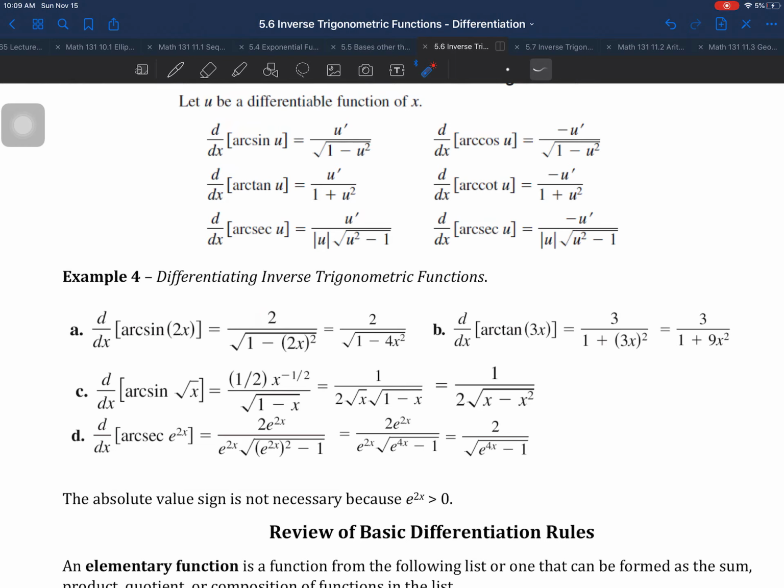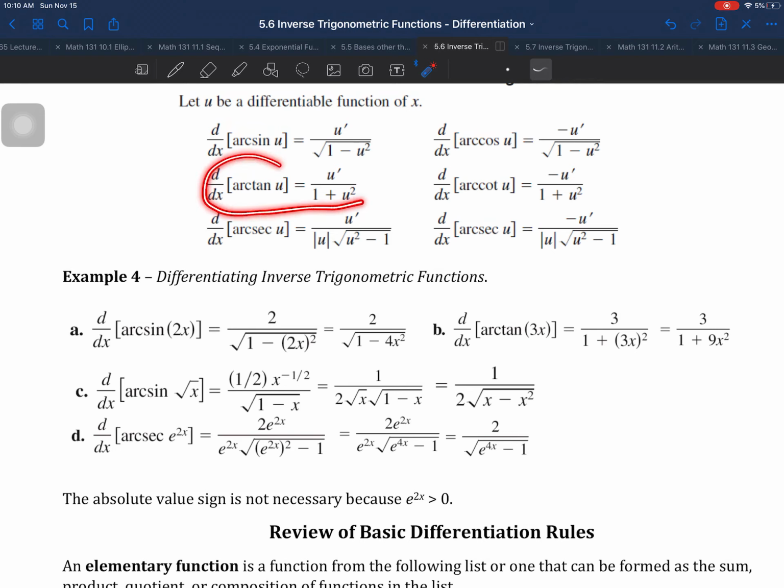And then you can just clean this up by saying 2 over the square root of 1 minus, and then expand this will be 4x squared. So pretty straightforward, right? Just do the formula, right? Next one is going to be the same thing. The arctangent of 3x. Choose the proper one.